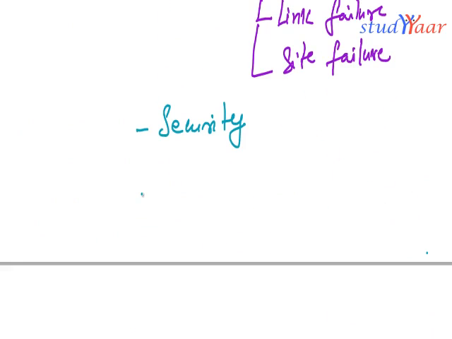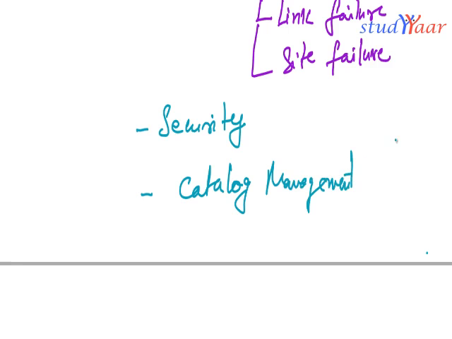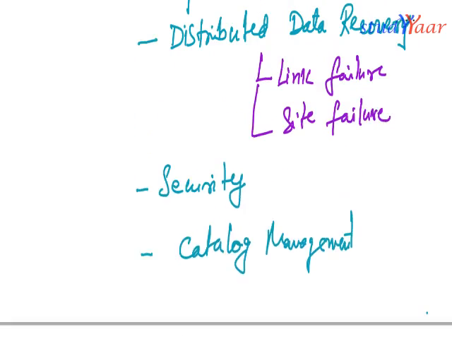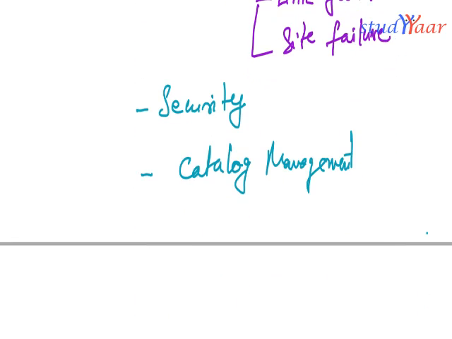And finally we have catalog management. Okay, so what is a catalog? A catalog is just the directory where we are storing the metadata. Now in a distributed system we have a notion of a global catalog and a notion of a local catalog.